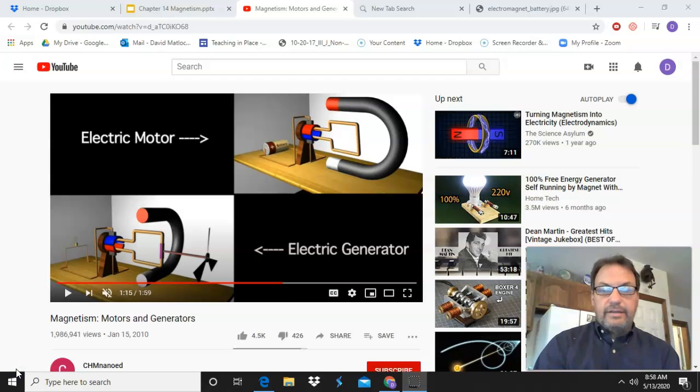Okay, we're going to look at the electric motor and the electric generator. I'm not going to play the audio. I know that doesn't come across very well, but I just want you to concentrate on the pictures and think about the few modifications that have to take place to make one an electric motor versus an electric generator. So I'm going to play this with the volume off.